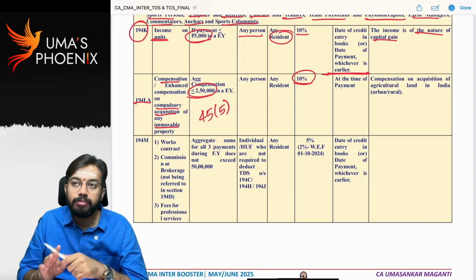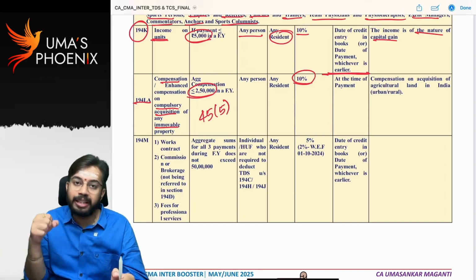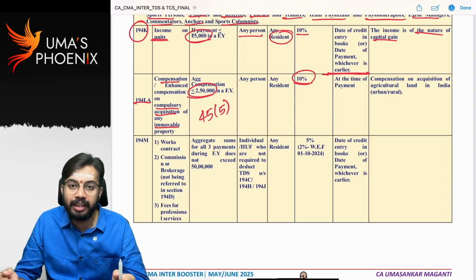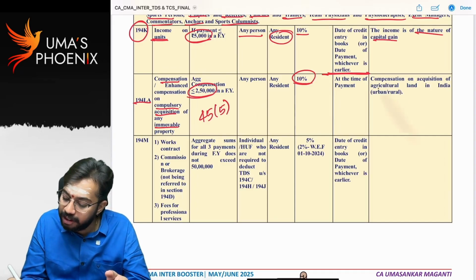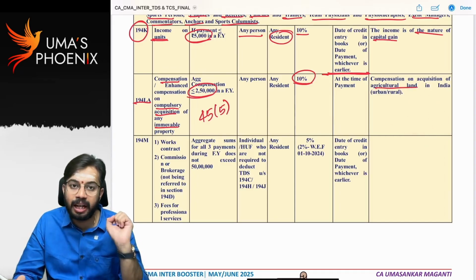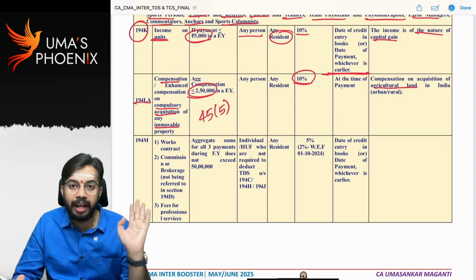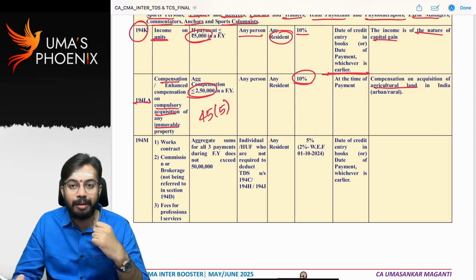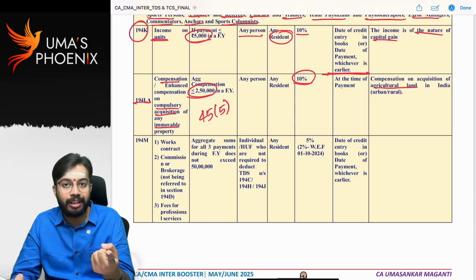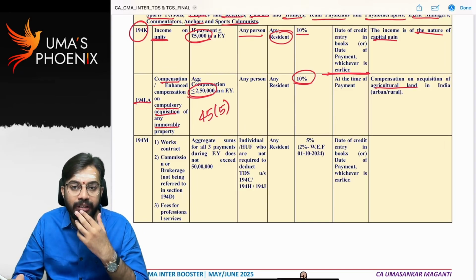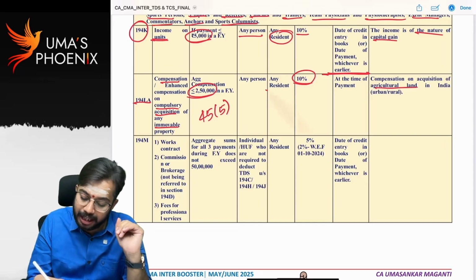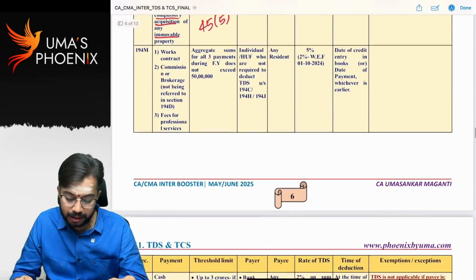Please remember, if agricultural land is compulsorily acquired, then TDS is not required to be deducted under section 194LA. Is it clear? So you can see compensation on acquisition of agricultural land. Agricultural land compulsorily acquired, no TDS under section 194LA. Other than agricultural land, if any immovable property is compulsorily acquired by government, and if the amount of compensation paid in a financial year is more than 2,50,000, then TDS is required to be deducted under section 194LA at the rate of 10%. Payer can be any person, but payee should be resident in India. Is it clear?